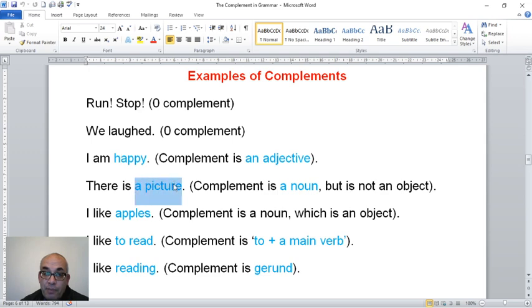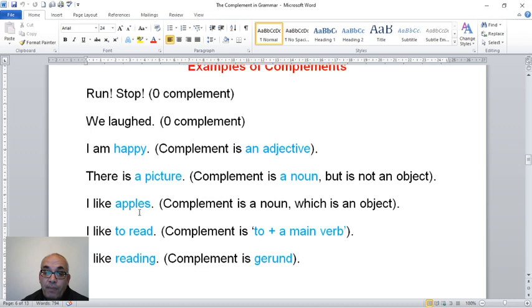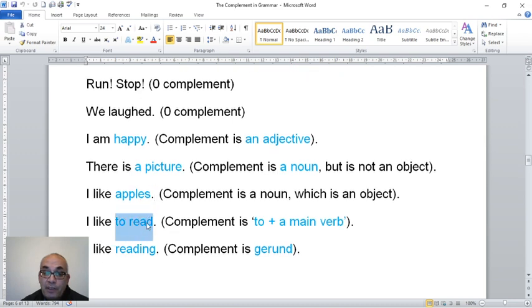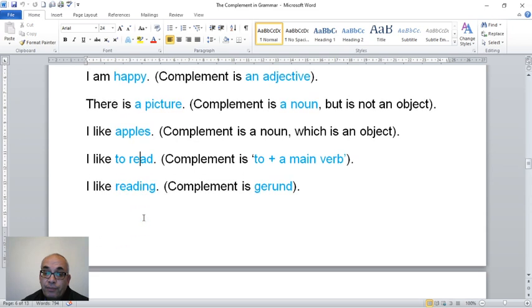What's the complement? This is a picture. It is a noun. What's the complement? It is a noun. But here, the complement is a noun, but it is not the object. And here, the complement is a noun, and it is the object. So a complement is not always the object. I like to read. What's the complement? To and the main verb. I like reading. The complement is the gerund, which is a verbal noun.